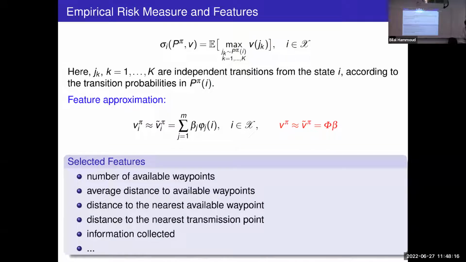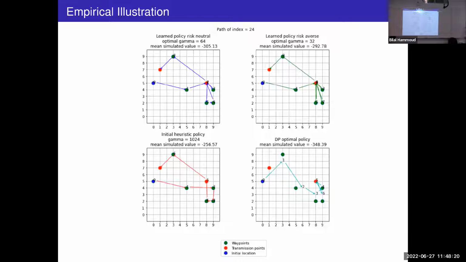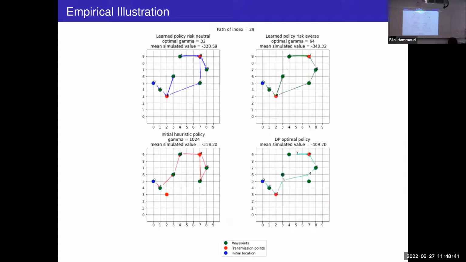So if we begin from an initialized policy, we can see that the risk neutral one and the risk averse one finally behave very close to the optimal policy here. And the values are also efficiently decreasing.